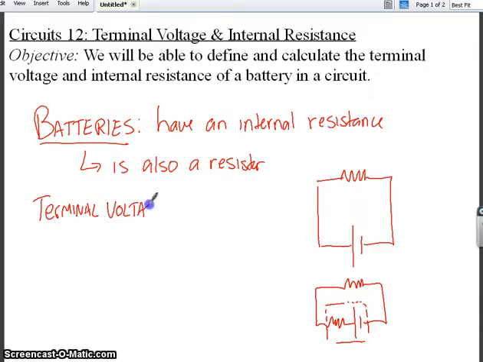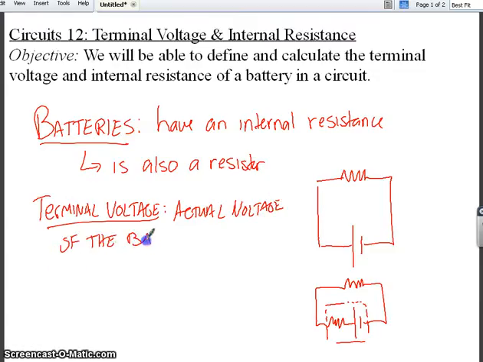There's something called a terminal voltage, and this is going to be the actual voltage of the battery. The actual voltage of the battery. So let's say, for example, we have a 9-volt battery. It says 9 volts right here, okay? But the battery offers an internal resistance.